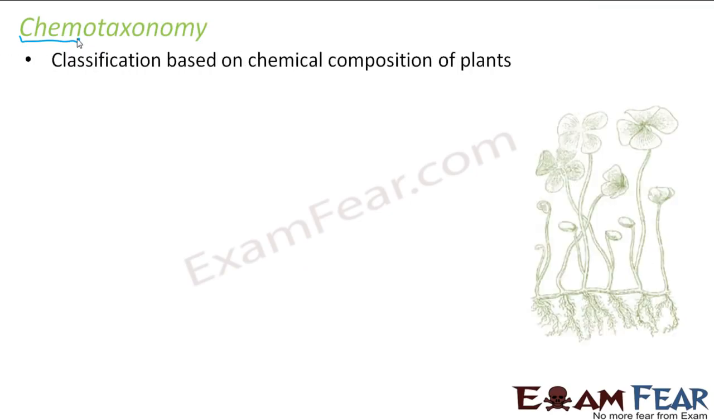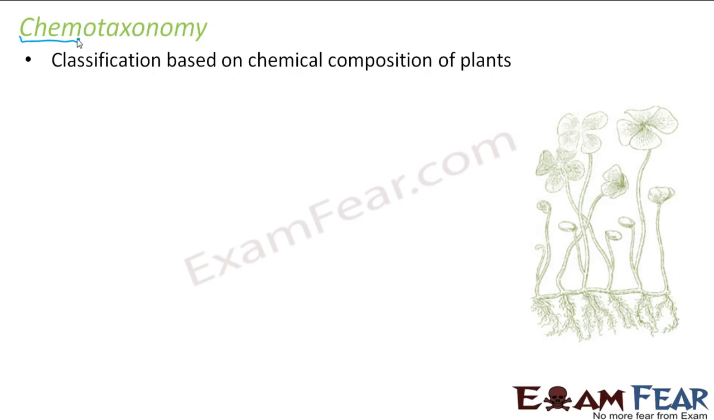The last one is chemotaxonomy. Chemo, that is nothing but related to chemicals. So here we will classify things based on chemical composition of plants. That means each living organism is made up of some chemicals. When we talk about human beings, what is this human body? Everything inside our body is nothing but chemicals.